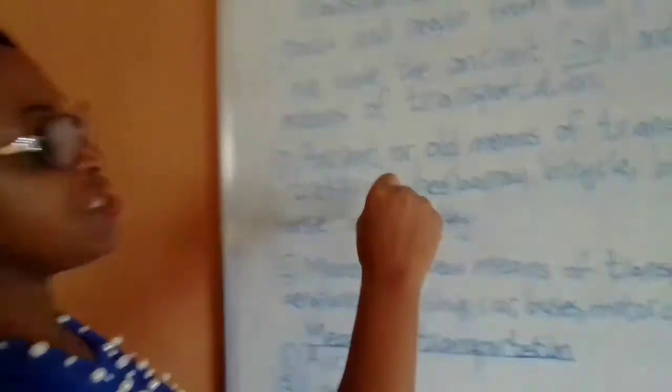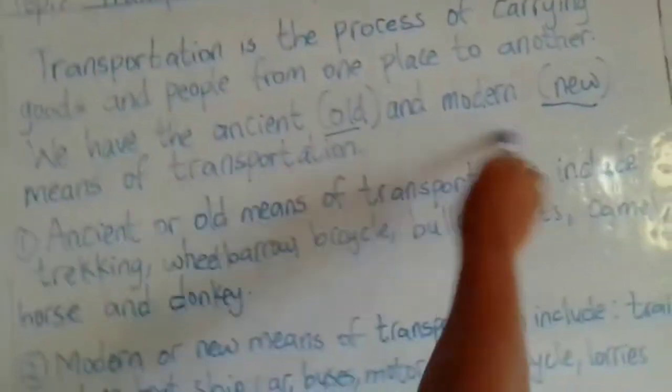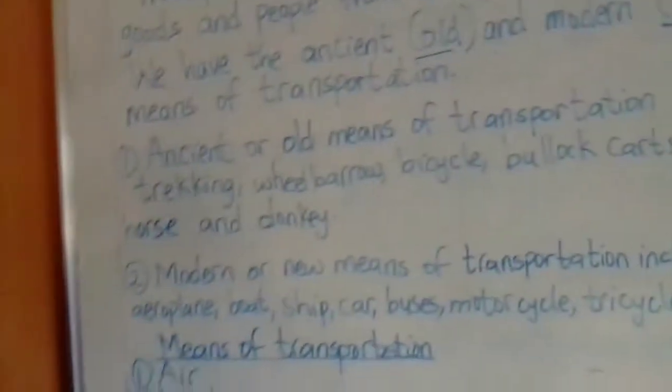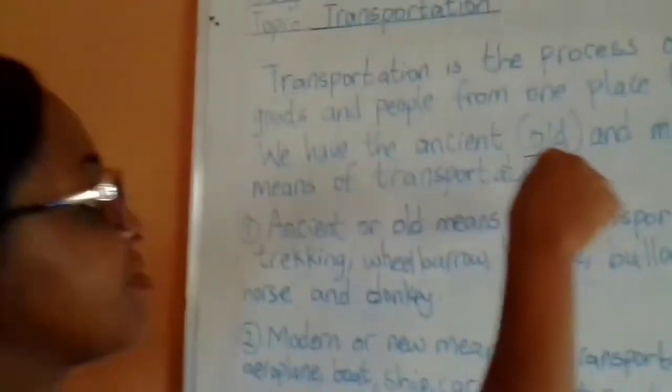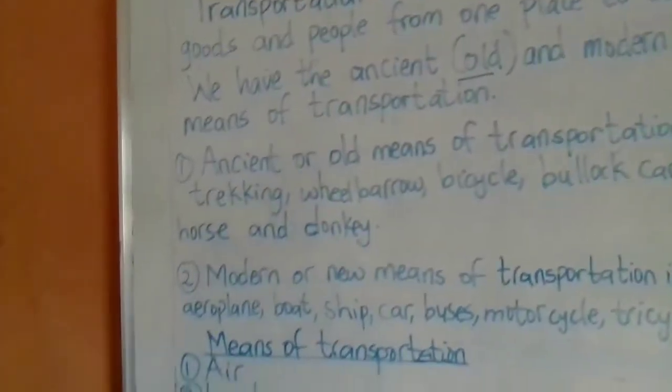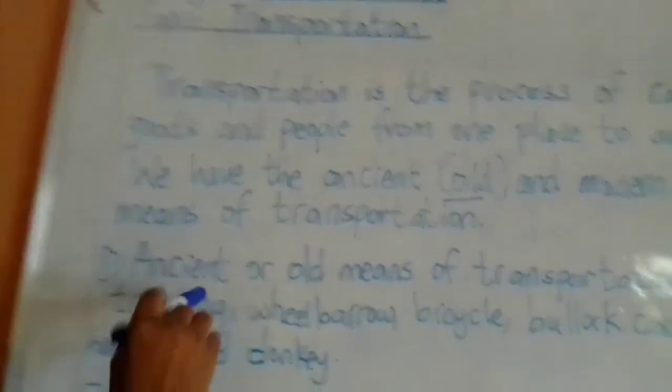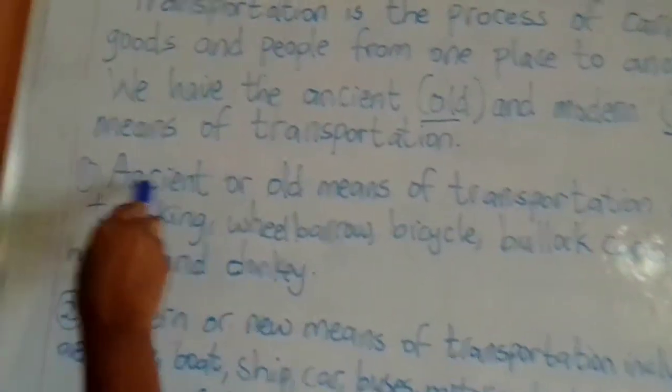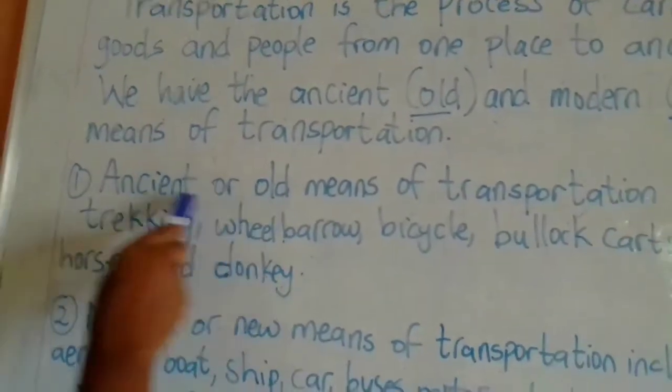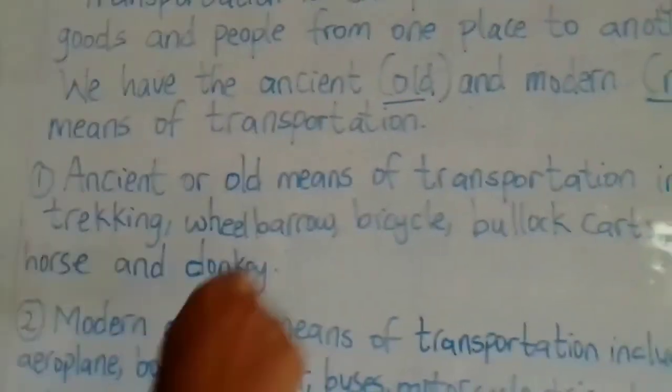Now we have the ancient or old and modern means of transportation. We have the ancient and modern means of transportation. Now the ancient or old means of transportation. Ancient here means old.